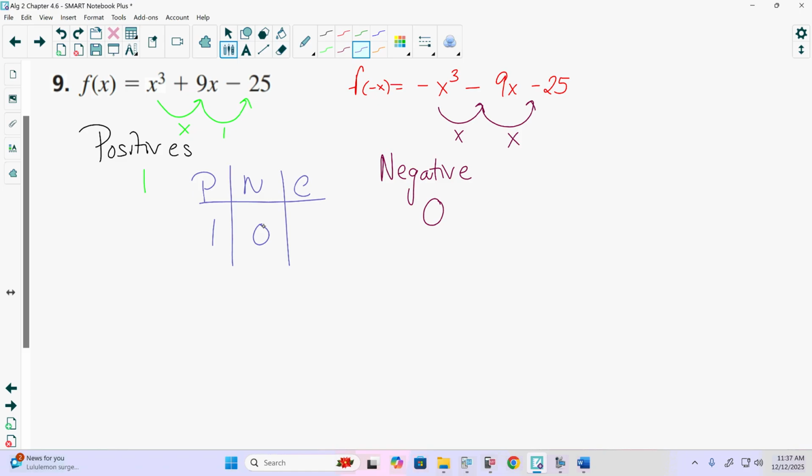Now the total number of solutions has to be what? 3. If I have 1 positive and 0 negatives, how many complex should I have? 2. Because even though it says an even number less, I can't have 2 less than 0. I can't have 2 less than 1. This is the only arrangement of solutions we can have for this problem. We can only have 1 positive and 2 complex. Doesn't work any other way. Questions on this here?